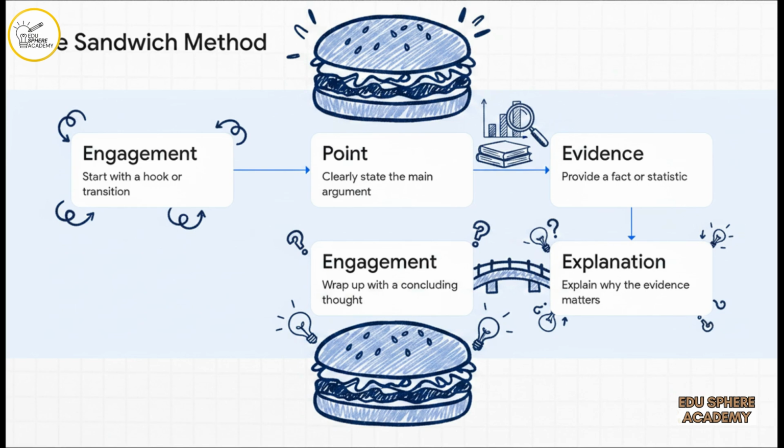Step 1, engagement. Start with a hook or transition that grabs attention. Step 2, point. Clearly state the main argument of this specific paragraph. Step 3, evidence. Drop in a fact, a stat or some info from the unseen text to back up your point. Step 4, explanation. Don't just leave that evidence hanging. Explain exactly why it matters and how it proves your point. And step 5, engagement again. Wrap it up with a concluding thought that connects right back to the reader. That's the bottom bun of your sandwich.